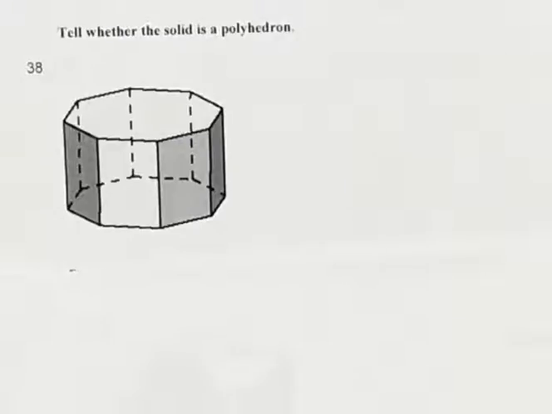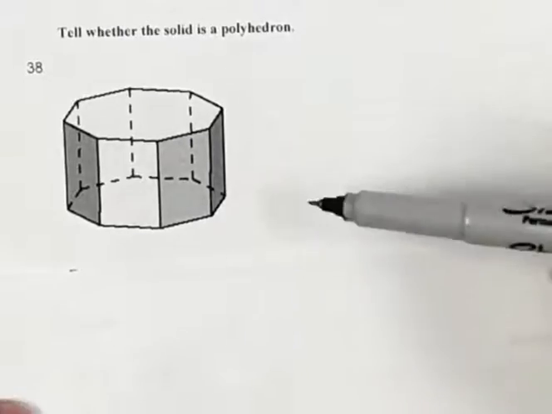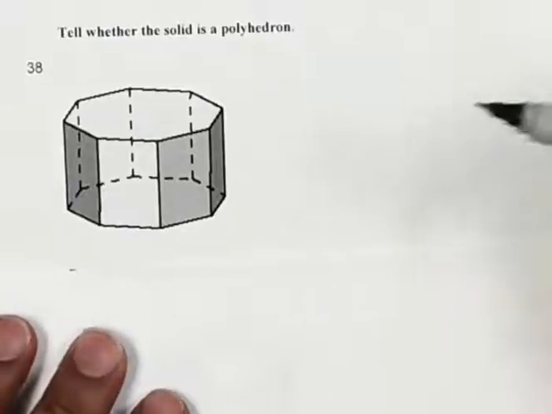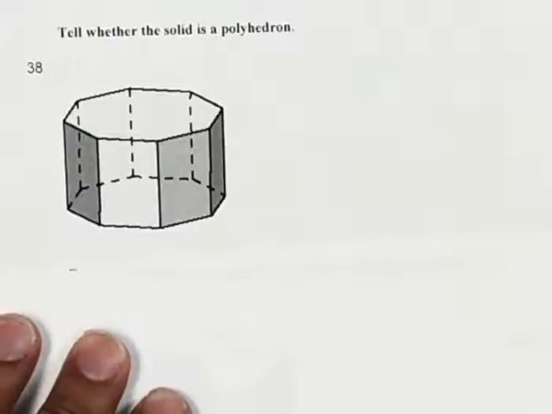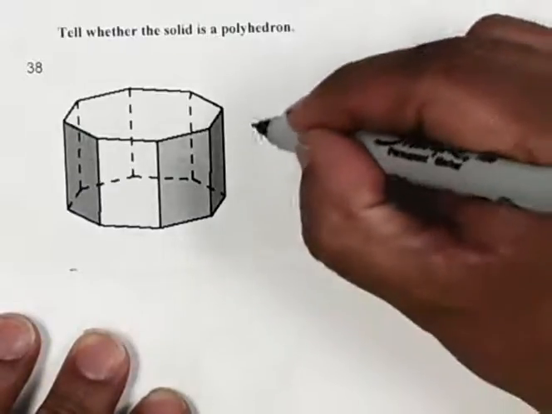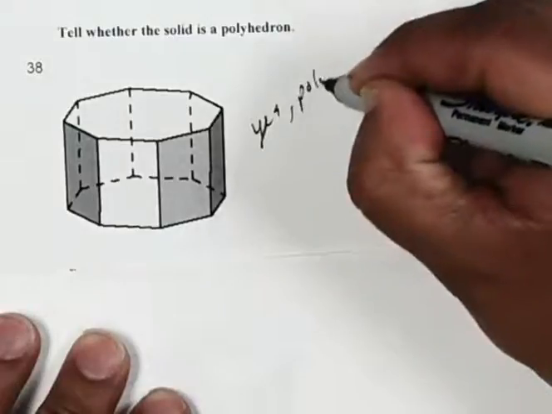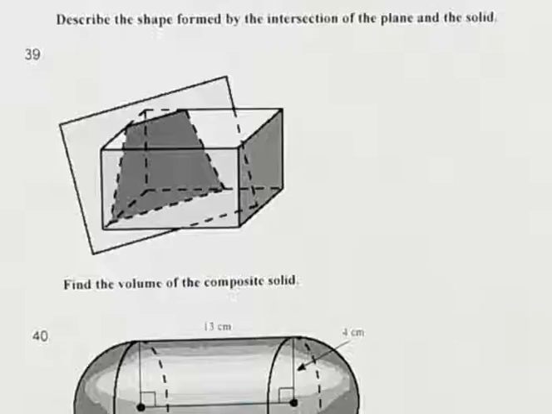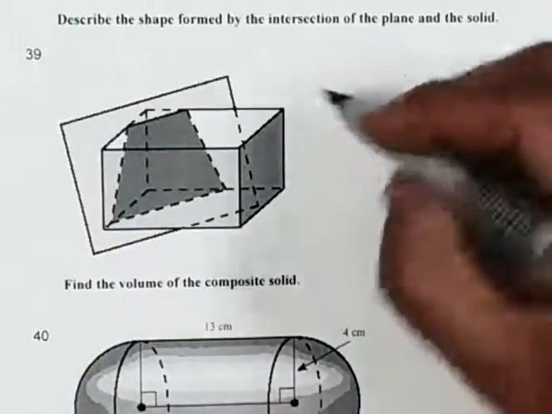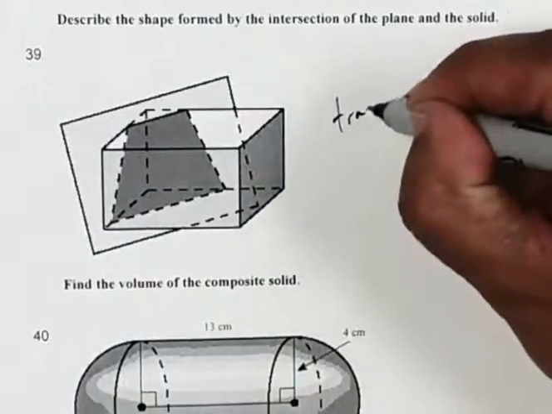Okay, number 38 wants us to decide whether this figure is a polyhedron. A polyhedron is just a three-dimensional shape made up of polygons. So yes, this is a polyhedron. Number 39 says describe the shape formed by the intersection of the plane and the solid. So I have a rectangular prism and it's being cut in this little section, and the cross section will be a trapezoid.